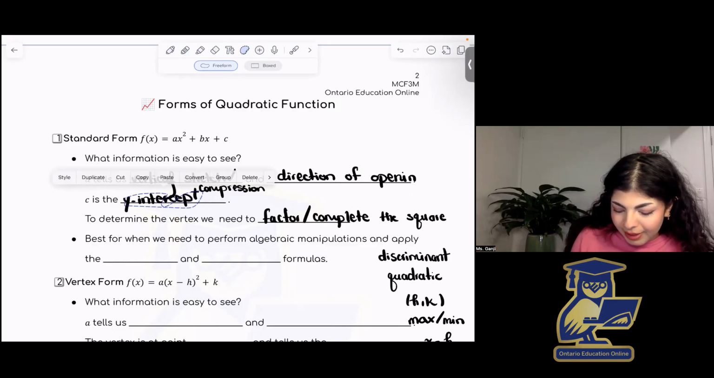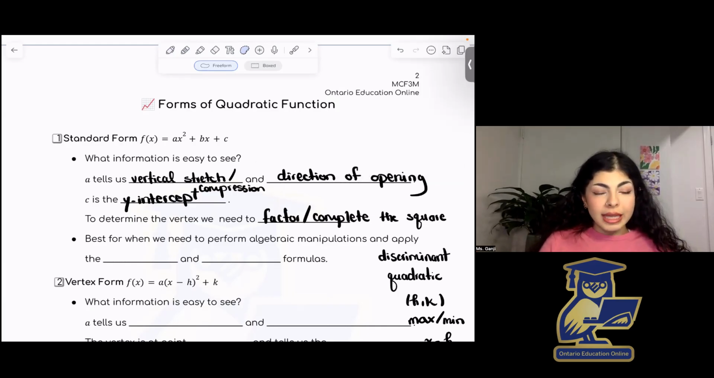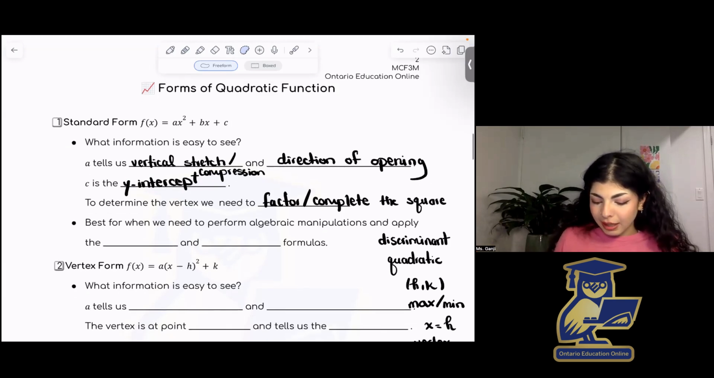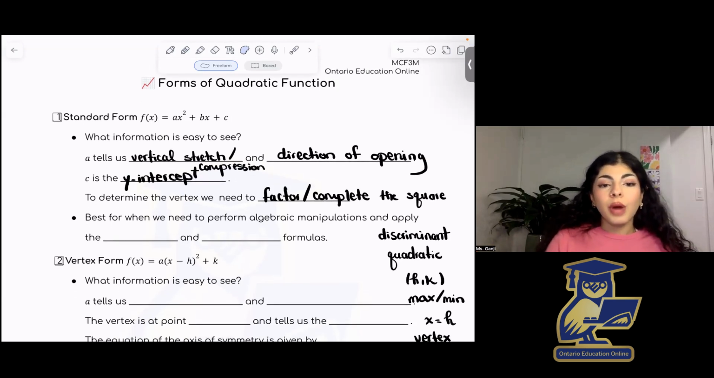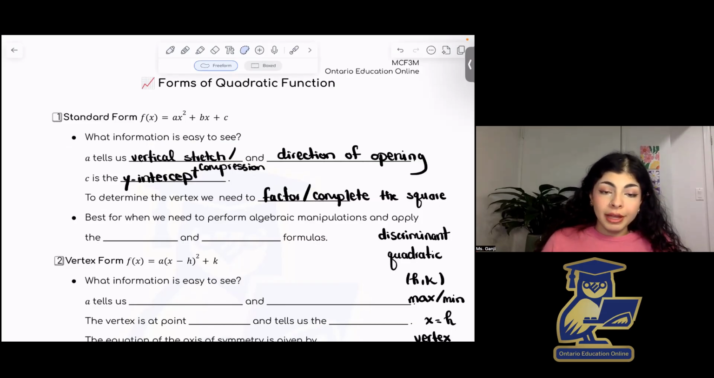Let me move that back. So it tells us the y-intercept. Now, to determine the vertex, that's already there, but we need to either factor if it is possible to factor, and that way we get our factored form, and that tells us the roots, which gives us the axis of symmetry, and from there we can find the vertex.